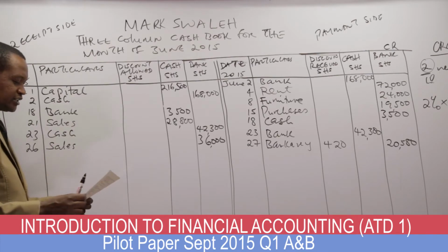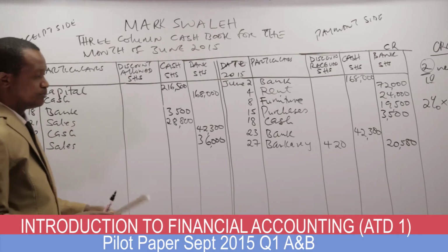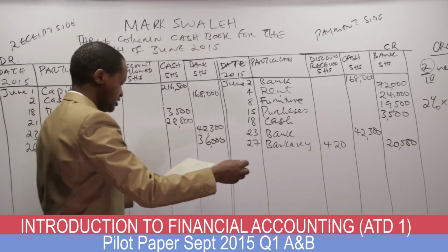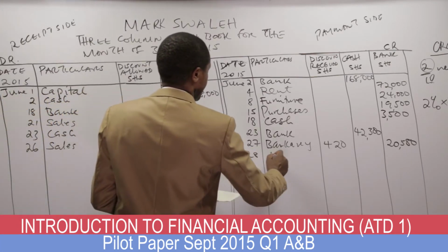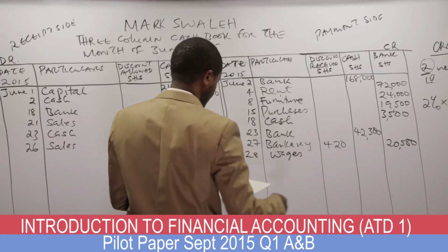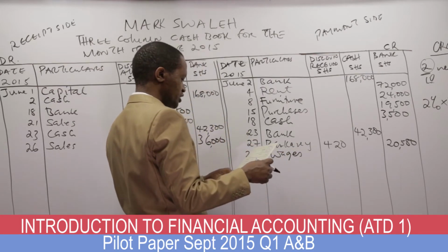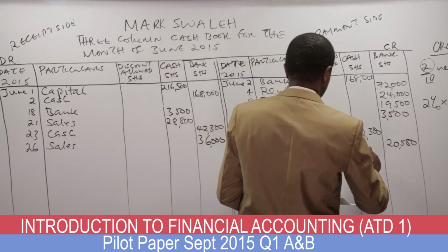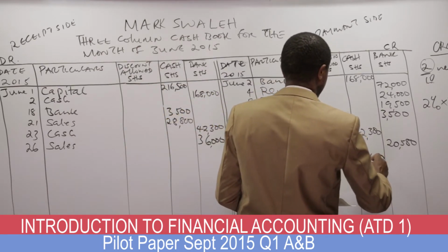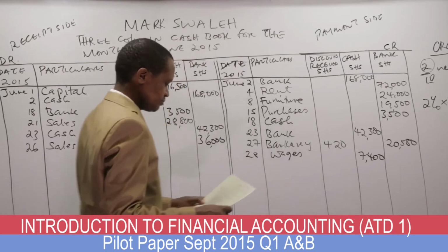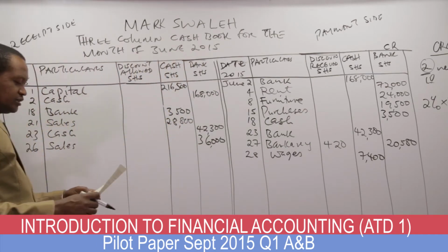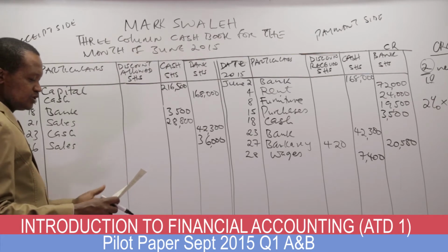So on 28th, paid wages in cash is a payment. Paid wages in cash amounting to 7,400. That was a cash payment. Swale is paying wages in cash. On 28th, he's paying in time. Before 30th, he's paid wages.